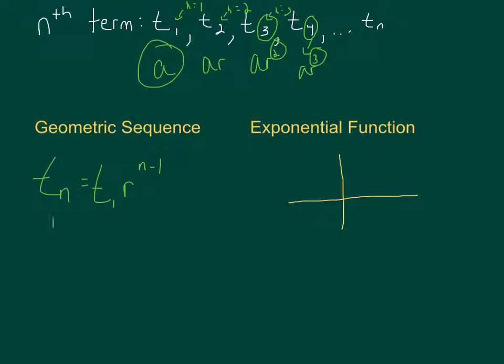Let's review what all these terms are. Tn is the nth term. T1 is the first term. R is the ratio. And again, n is the position that you are interested in.